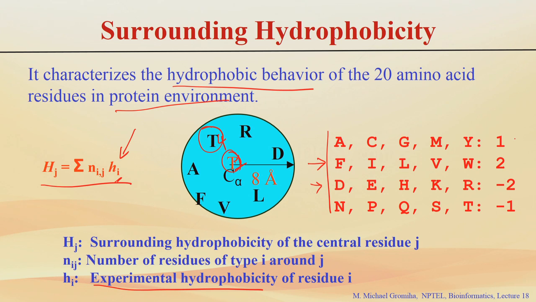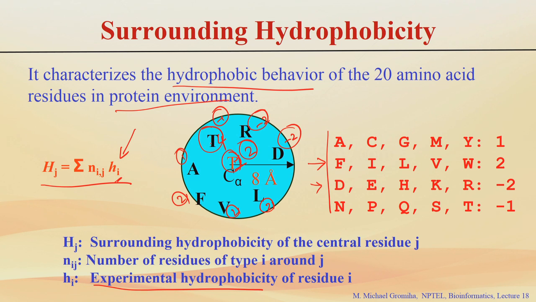If you have these numbers, what is the hydrophobicity value for the central threonine? How about D? D is -2, arginine -2, this T -1, this 1, 2, 2, 2. So the total value will be 2, 4, 6, 7, 6, 4, 2. So here the hydrophobicity value is 2, because it is determined by the surrounding residues.